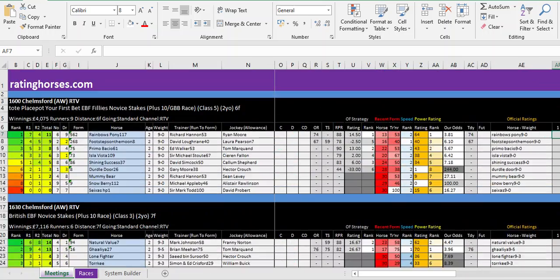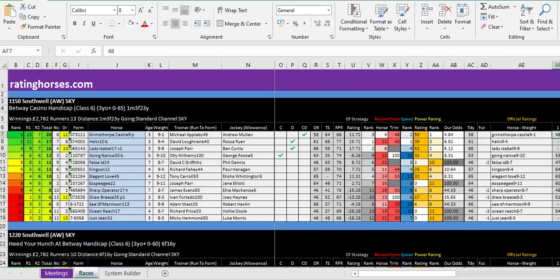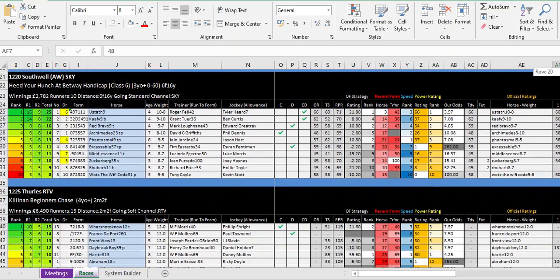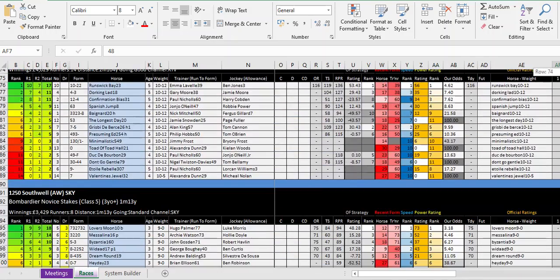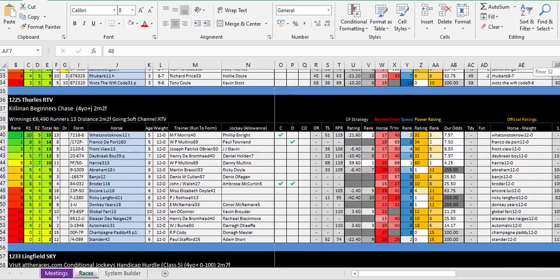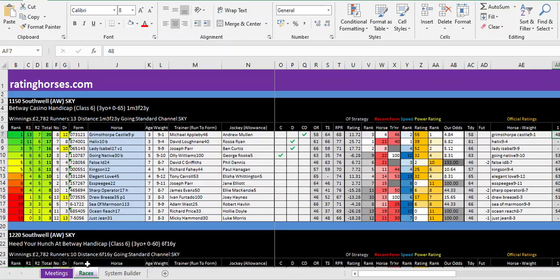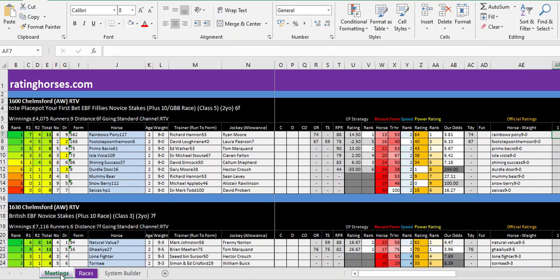If you prefer to have race time order, simply click the race tab and that will give you all horses in race time order. As you can see there, 12:33 Lingfield, 12:41 Taunton, 12:50 Southwell. So I'll just click onto the meetings tab.